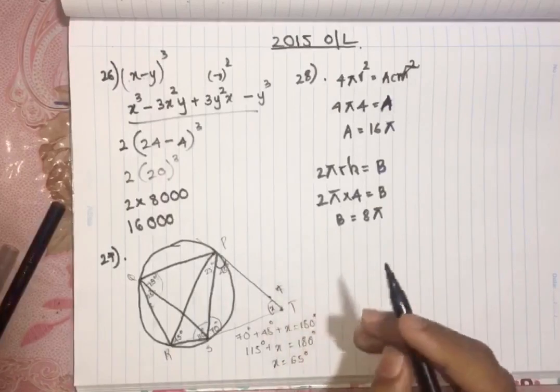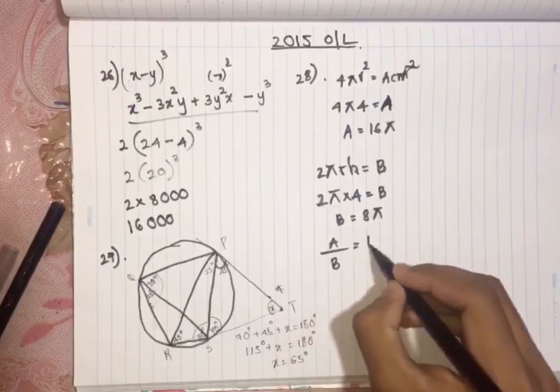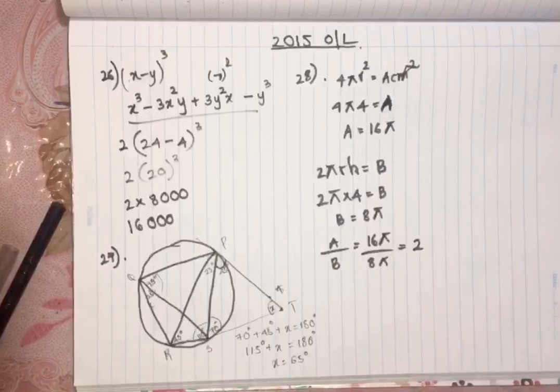Finally, what do you have to find out? The ratio of a over b. How much is a? 16 pi. This is 8 pi. So the answer is 2.